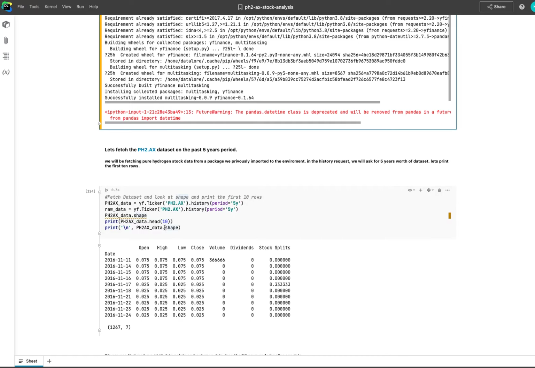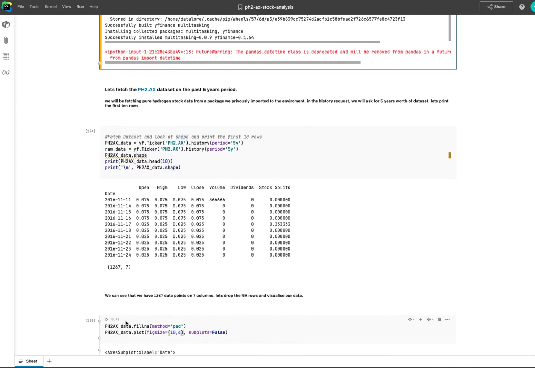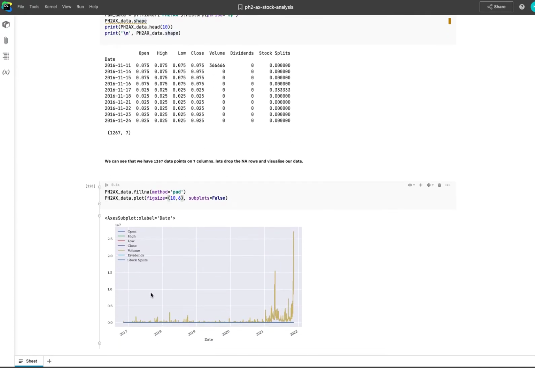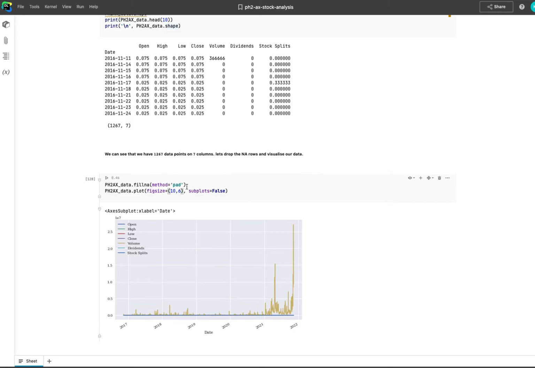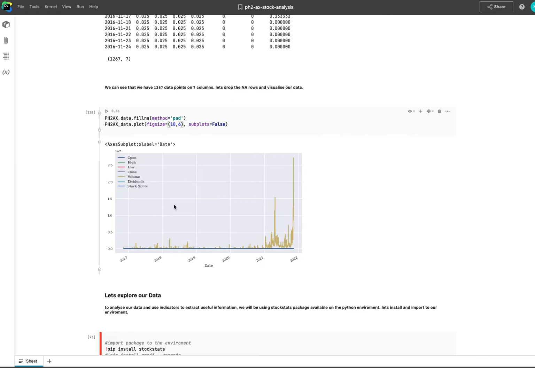And so looking at the first 10 rows, we can see over here we've got some columns: open, high, low, close, volume, dividends and stock splits, and the dates. And 7 columns and 1,267 data points. I went ahead and dropped the NA and plotted the data. Right now we can just see the volume is quite high, especially in this area and this area as well.